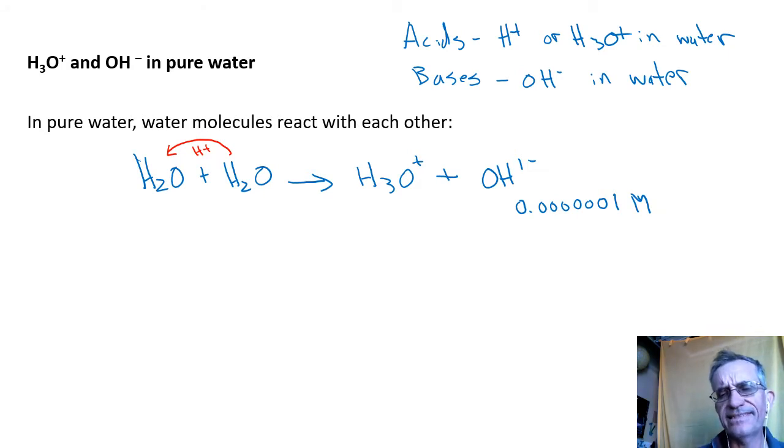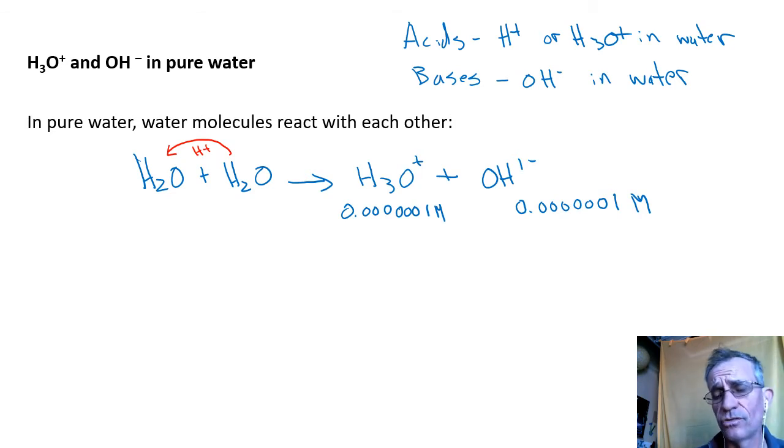Now, if I was to ask you how much hydronium forms, well, this reaction is balanced. So for every hydroxide I get, I also will make a hydronium, an H3O+. So from this same reaction, we also make hydronium, we make the same amount, 0.0000001 molar. So again, very, very tiny amounts. Way less than when we make up solutions, all right?